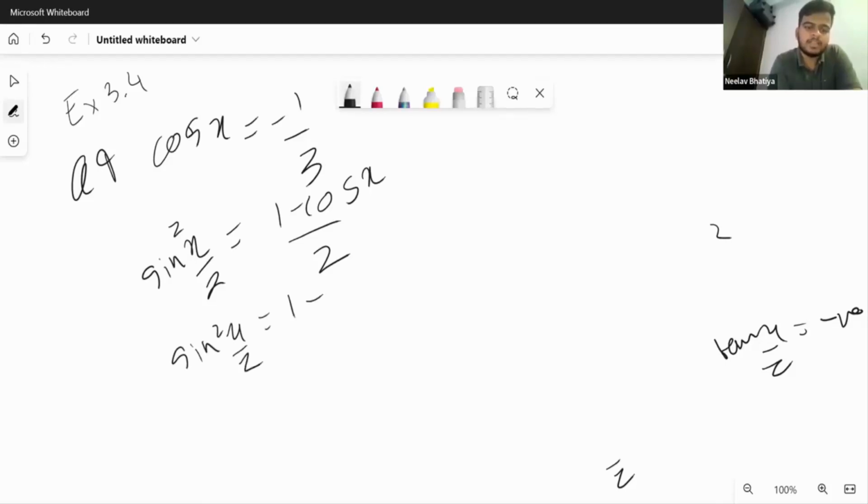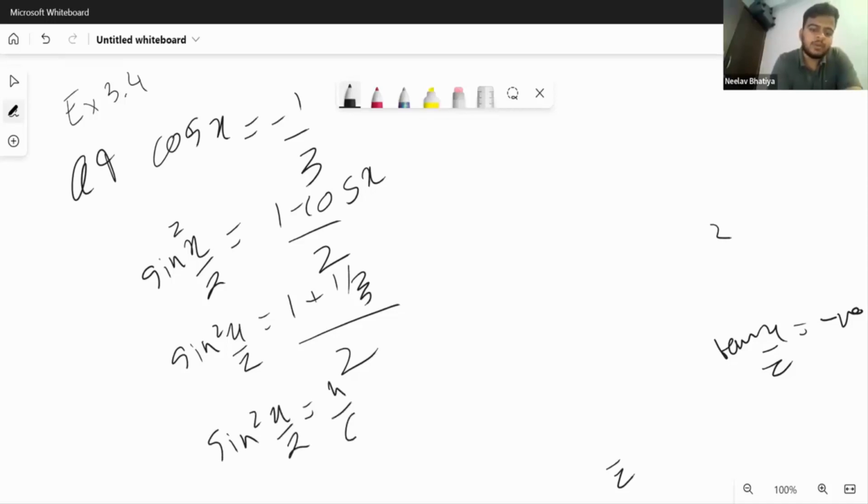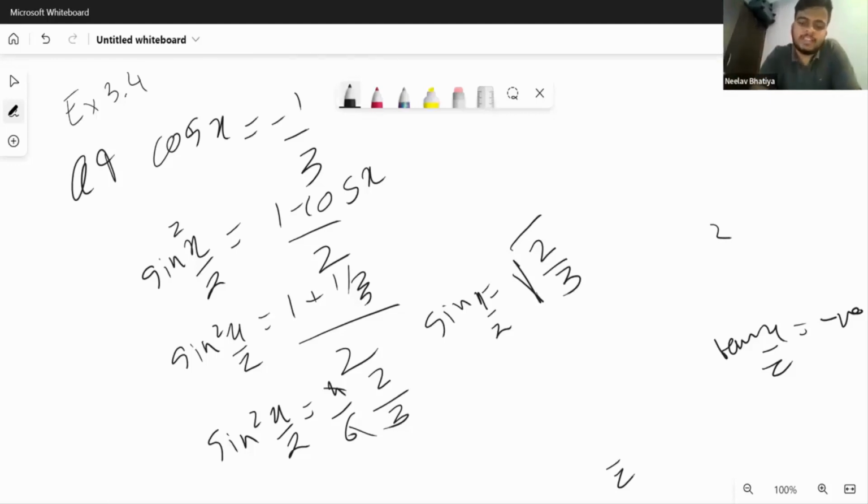And cos x is minus 1 by 3, so this becomes 1 plus 1 by 3, divided by 2. That makes sense. 1 plus 1 by 3 equal to 4 by 3. 3 comes into the denominator. I get sine square x by 2 as being equal to 4 upon 6, or that is nothing but 2 by 3. That makes sense. So sine x by 2 is nothing but root 2 by 3. And because we know that sine is positive, the sign here is positive.